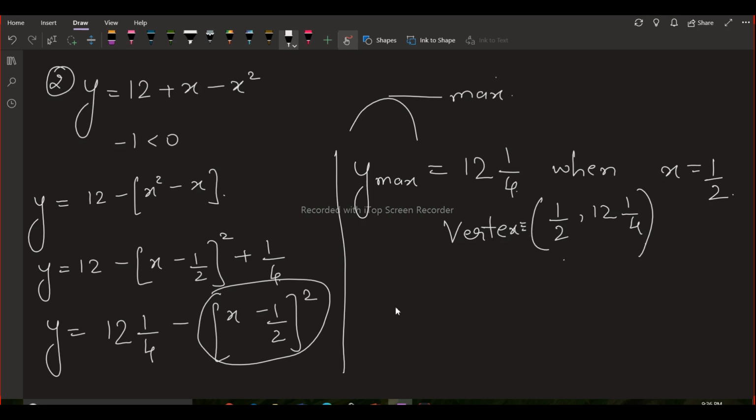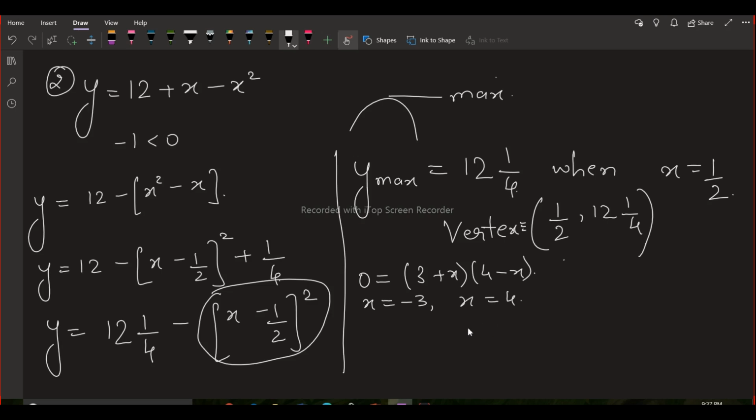Now once you have the vertex, you need the other 2 points for the graph where it cuts the x-axis. So for the x-axis, we need y equal to 0. So I'll put y equal to 0 and try to factorize this. When you factorize the right hand side, you'll end up getting (3 plus x)(4 minus x). So in this case, you'll end up getting x as minus 3 and x as 4. So you got the points on the x-axis as well.